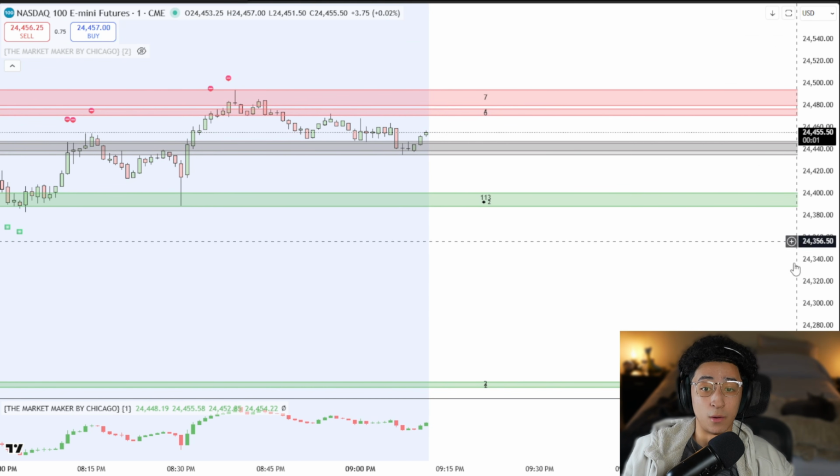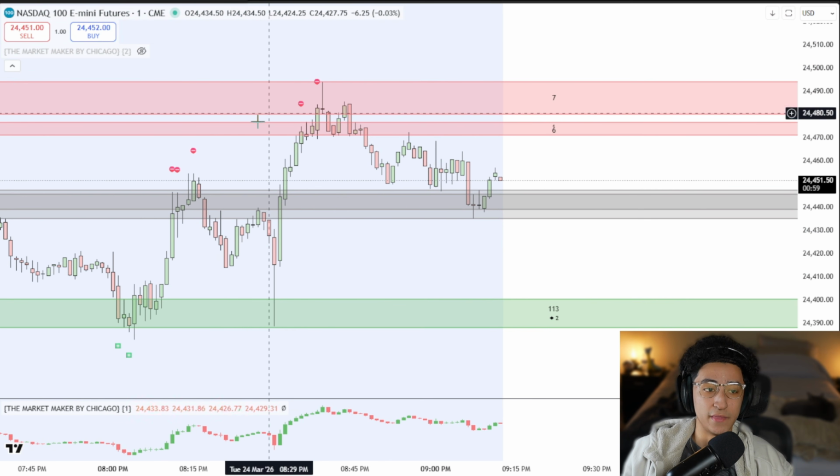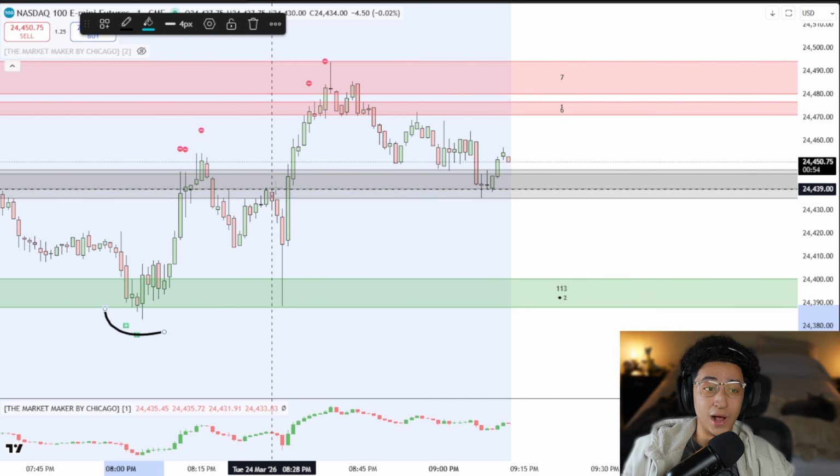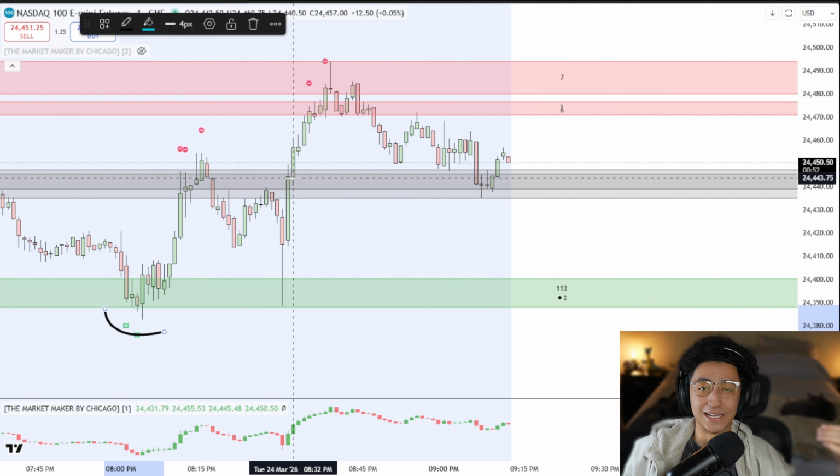But once again, you have this available to you, and then you have these icons right here, which are telling you when significant participants in the market are getting stopped out.